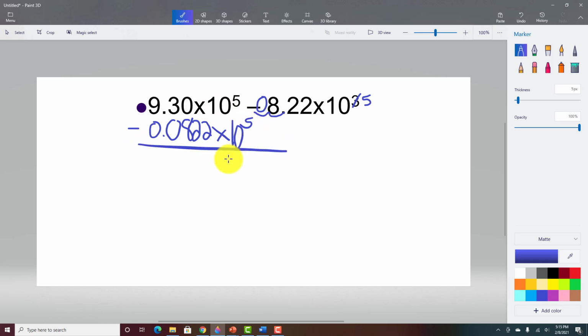Okay, and so you leave your exponents alone, times 10 to the 5th. Don't change those. And then all you have to do is subtract these numbers, and you can use a calculator if you would like. So this comes out to 9.2178, and then times 10 to the 5th. And this is already in scientific notation. This 9 is a number between 1 and 10, so I don't have to do anything. And so this is the answer you should have gotten.